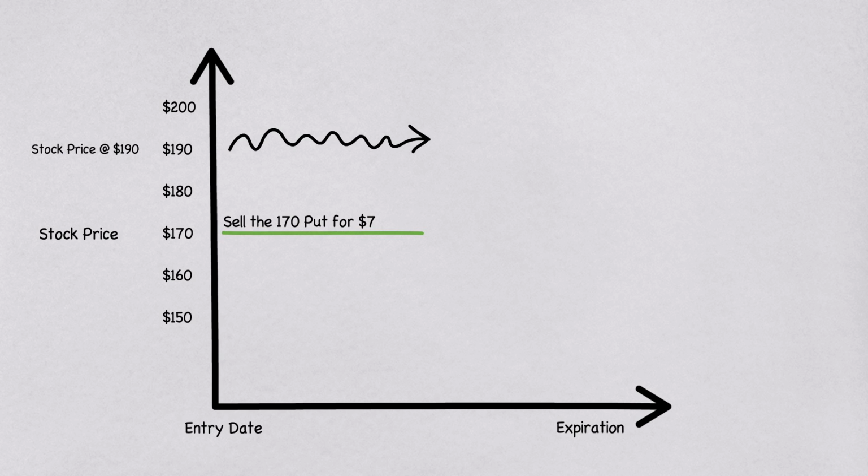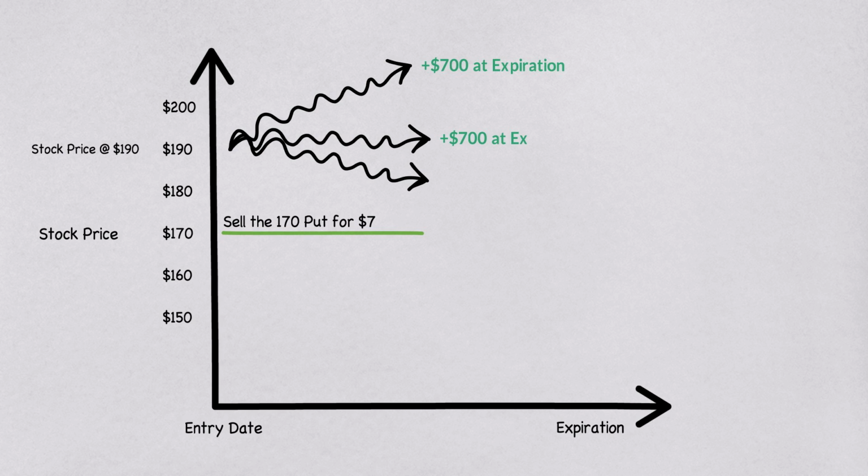Now, it doesn't matter if the stock price trades sideways, increases, or even decreases slightly. At expiration, if the stock price is above that strike price of $170, that 170 put is going to expire worthless, in which case we will make $700.